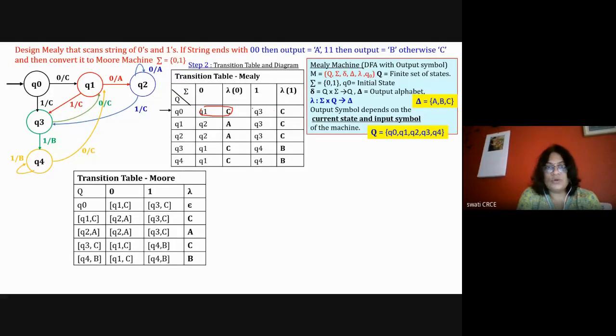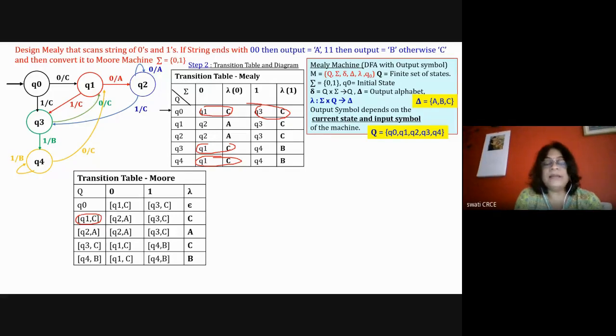Then Q0 with 1 is Q3 and C. Combine them together and write them in the square bracket. So Q0 with 1 is going to Q3 comma C, meaning the state Q3 which generates the output symbol C. Now after this, you check how many Q1s are there. Here I'm finding Q1 with C, then Q1 with C, and there is no other Q1. So I can take only one here, Q1C.